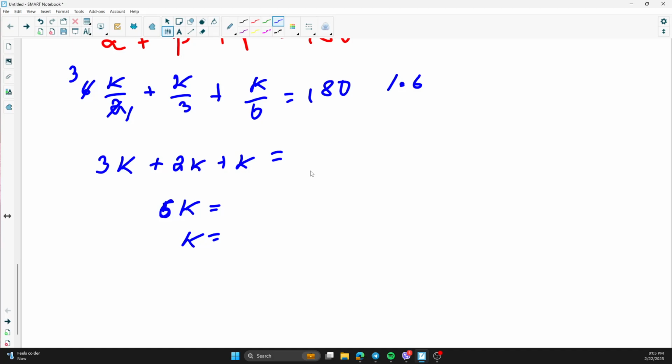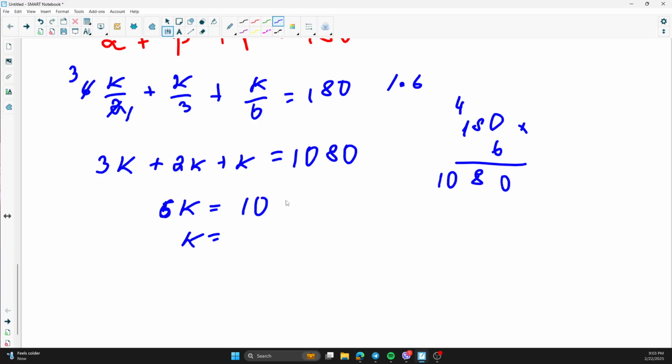No, it's 48. And then plus 5, you have 84, 88. Then so 880? Okay, let's see. 180 times 6. 6 times 0 is 0. 6 times 8 is 48. You write 8, you put 4 in your mind. 6 times 1 is 6, plus 4 is 10, so 1080. Now 1080 divided by 6 is 180. So kappa is 180. Okay?